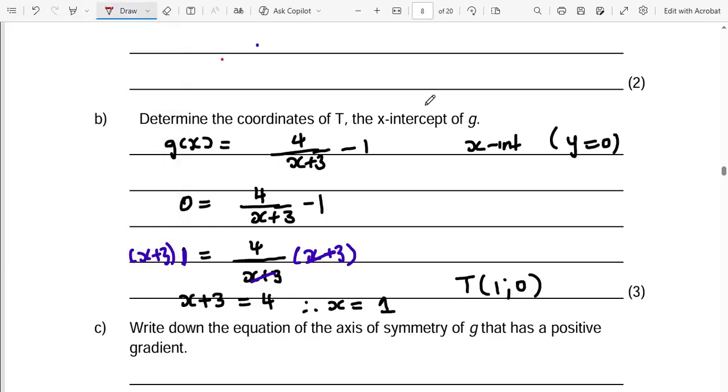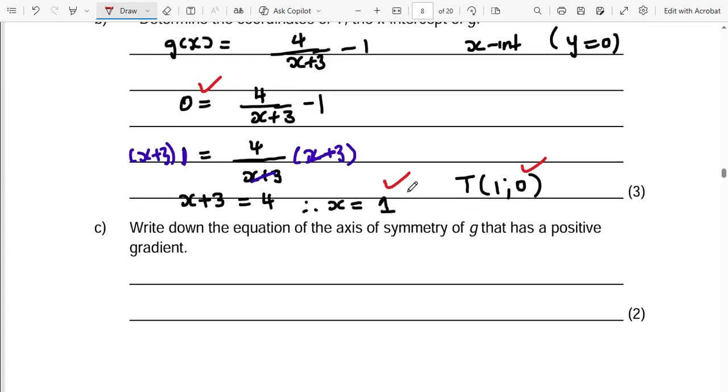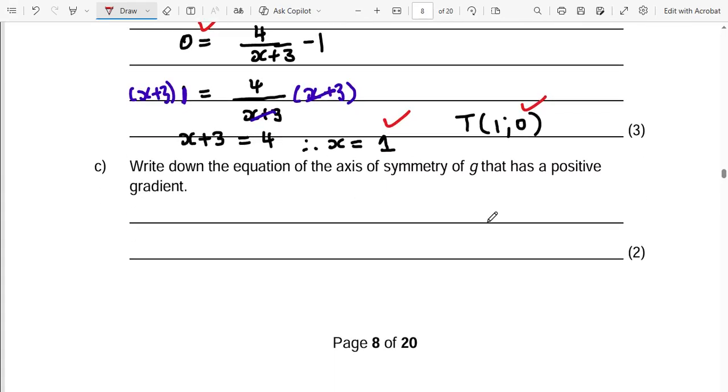The mark allocation: just for substituting this to 0, there's a mark for that. For writing the values of t, there's a mark, and for finding your x, that's where the 3 marks will come from. Write down the coordinates of the axis of symmetry that has a positive gradient.